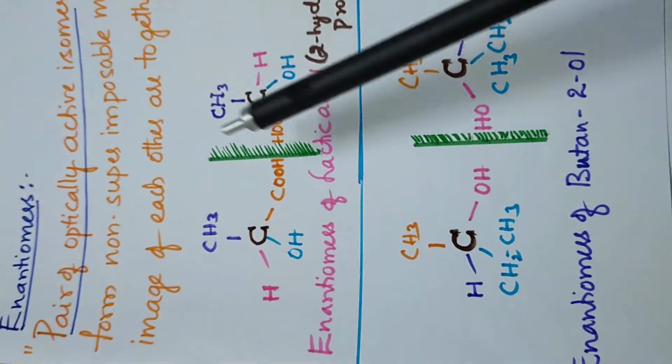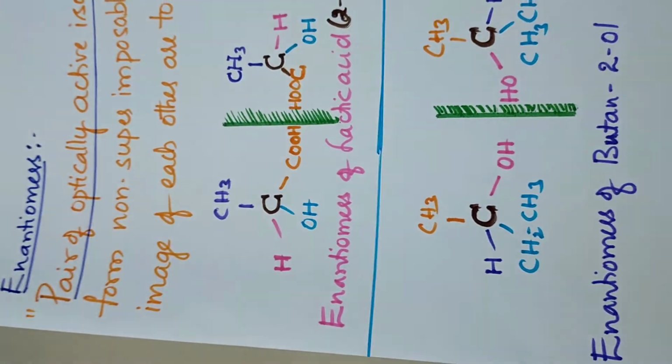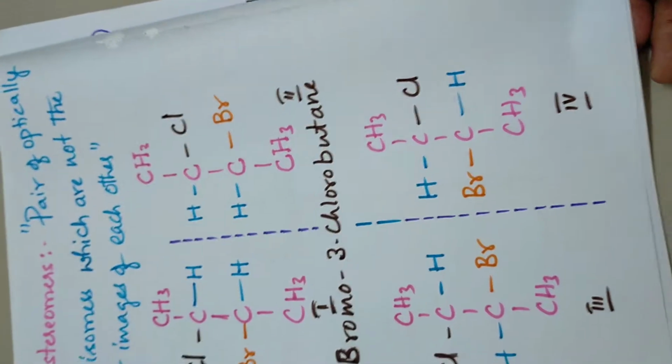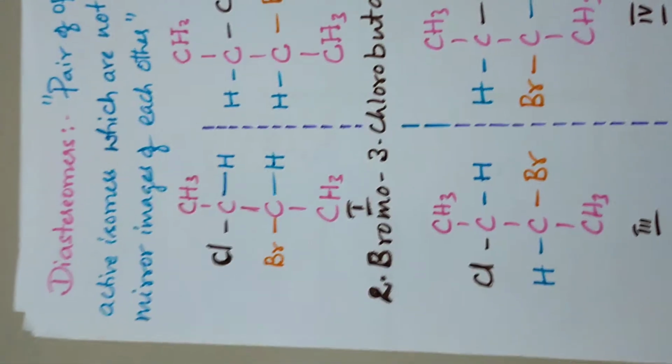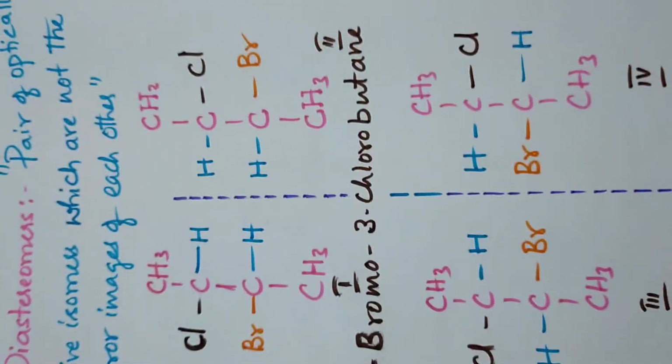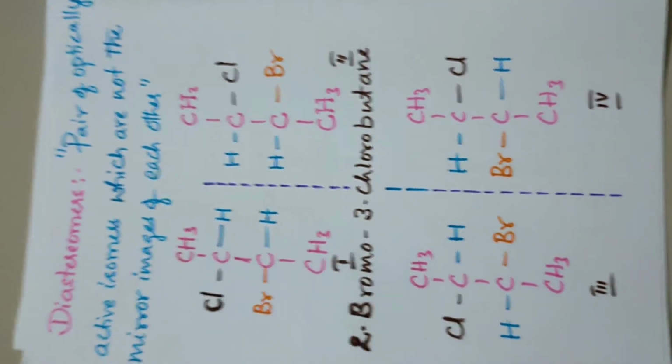So before that, you learn this one, the enantiomers and other things. Then after this, diastereomers. Diastereomers. What do you mean by diastereomers?